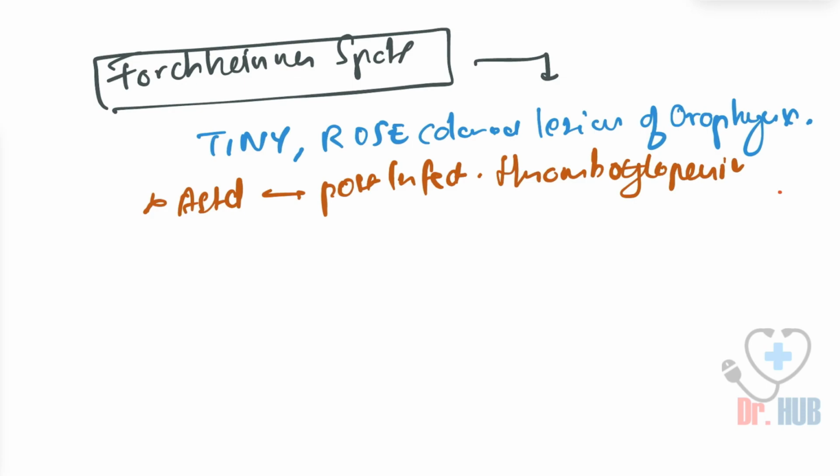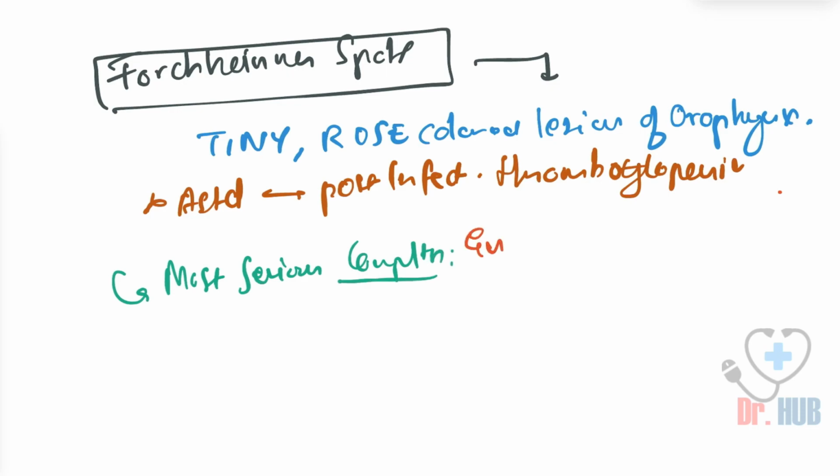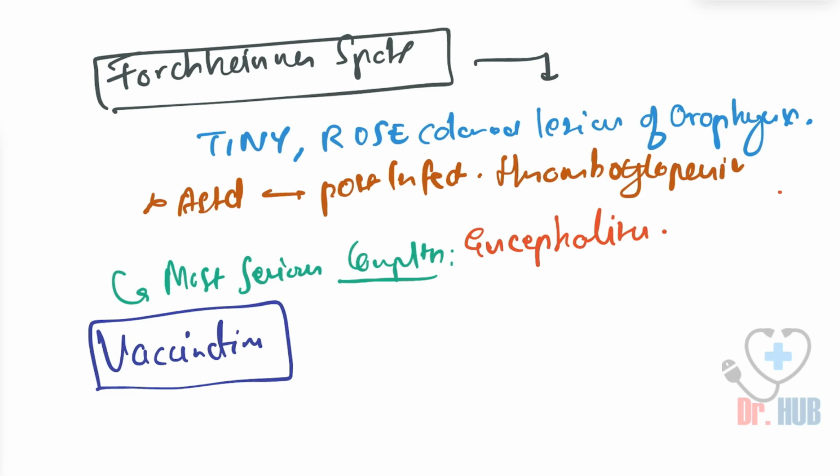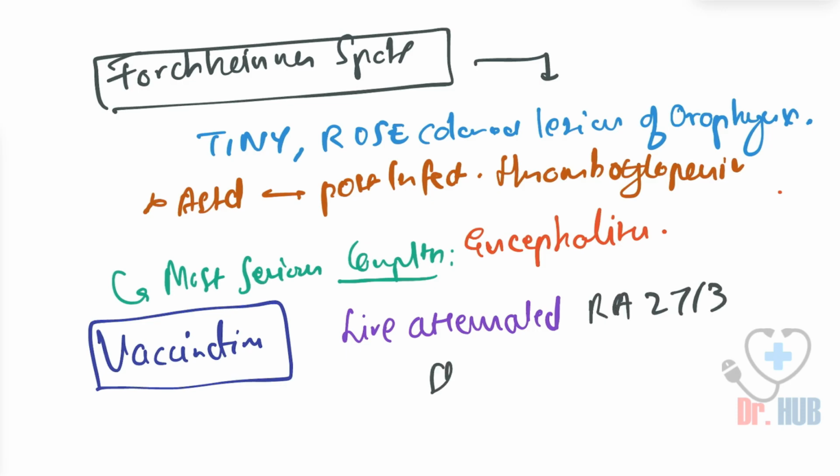Then looking at the most serious complication, what does it include? It includes encephalitis. Now we look at the vaccination. How is the vaccination carried out? The vaccination is with a live attenuated RA273 strain of the rubella.